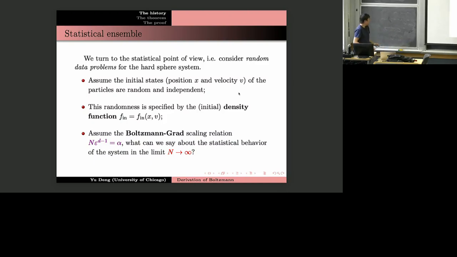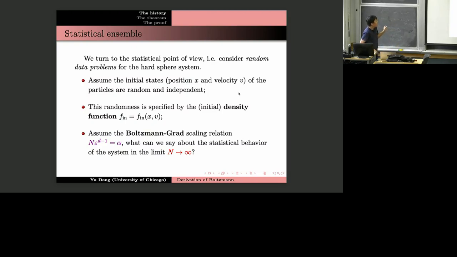Okay. So in this way, this Boltzmann-Grad scaling essentially corresponds to the assumption that the mean free path is a constant. It's 1 over alpha, where alpha is treated as a constant, or slowly goes to infinity, which means the mean free path slowly goes to 0.